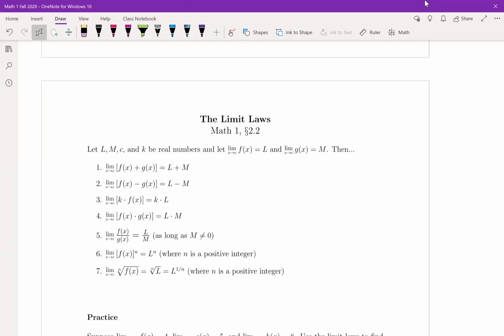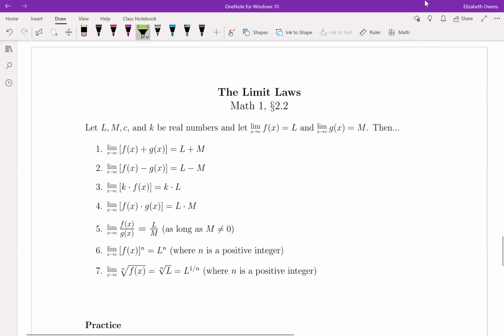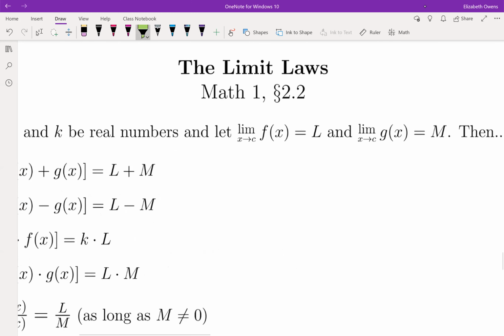Hello everyone. We are in section 2.2 and in this part we are going to look at the limit laws. So our setup here for the limit laws is we're assuming that we know a couple of limits for a couple functions. So we are going to let L, M, c, and k be real numbers, and two of those real numbers are limits. We're going to say that the limit as x approaches c of f of x equals L, and the limit as x approaches c of g of x equals M.